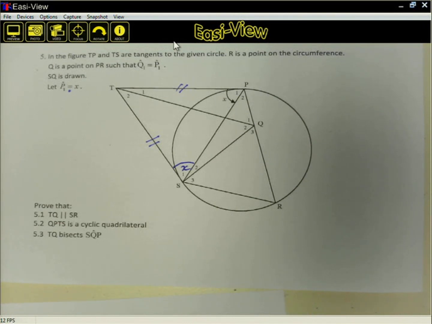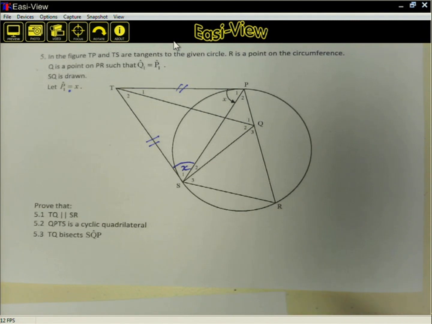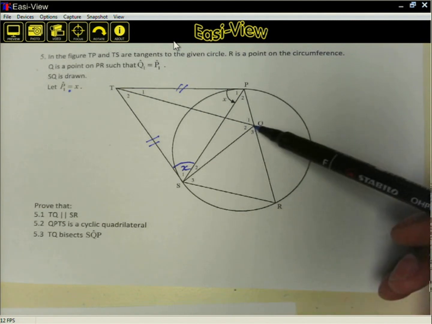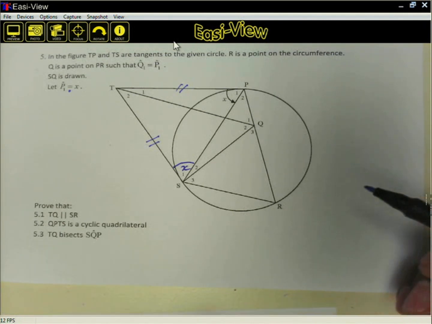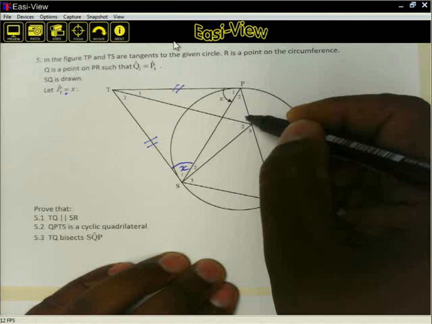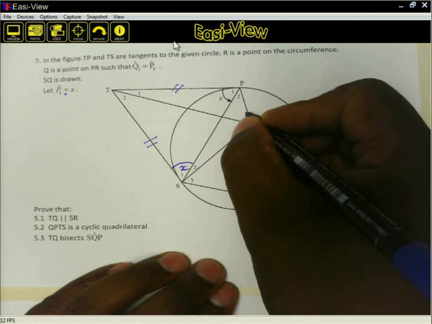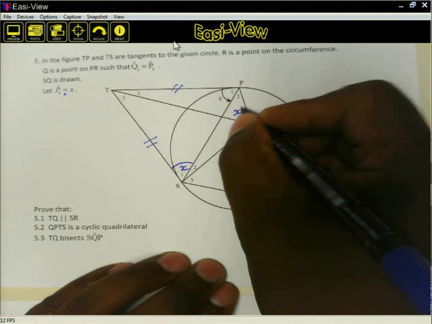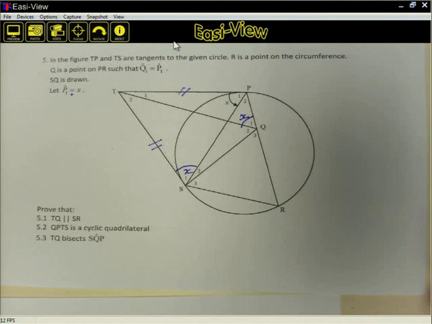R is a point on the circumference of the circle. Here is R. It's a point on the circumference of the circle. Q is a point on PR. Fine, thank you. And Q1 is equal to P1. Let's mark them. This is Q1, which is equal to P1. So P1 is given in terms of X. It means Q1 is also equal to X. Those are the equal angles. It's very important, given. And every given information, we need to use, because that information is given to enable you to solve the problems.